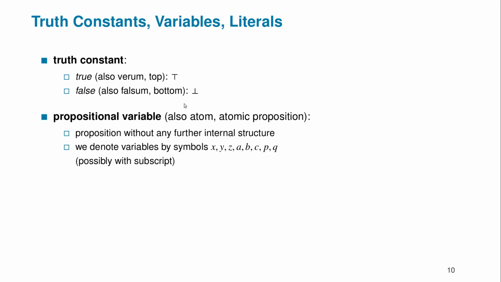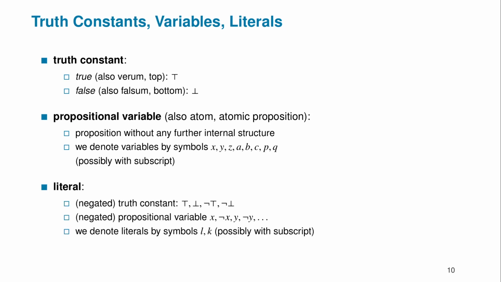Then we have the propositional variables, which we also call atoms or atomic propositions. They do not have any further internal structure. So we cannot say something more detailed or more fine-grained about them. These are just statements which are either true or false and which do not have any internal structure. Yeah, this will then change later on in first order logic or in SMT, where we have predicates which provide more information. And usually for convenience we use symbols X, Y, Z, A, B, C, P and Q to denote variables. We will not use complicated names like invite Alice, but we will usually use one symbol for a variable, sometimes with a subscript, in order to distinguish many of them.